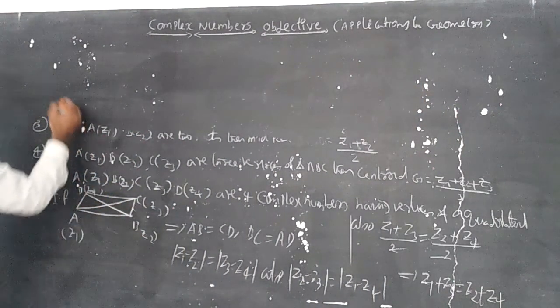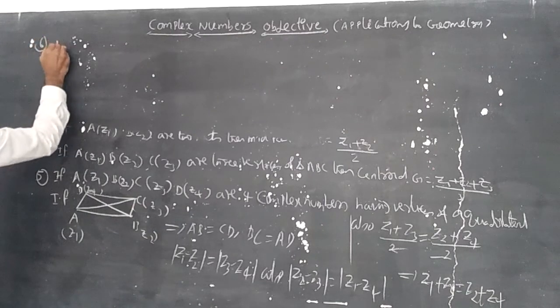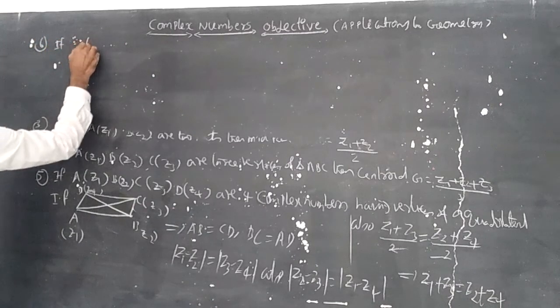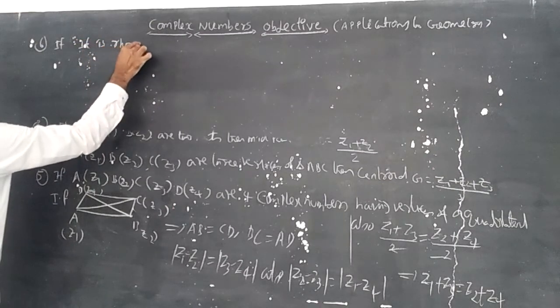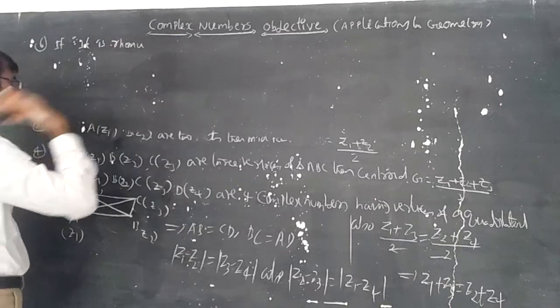Right, this is the fifth form. Next, the sixth form: if it is a square, it is a rhombus. First of all, let us write rhombus.